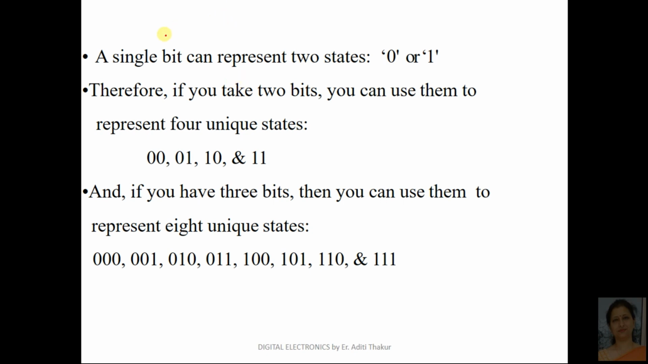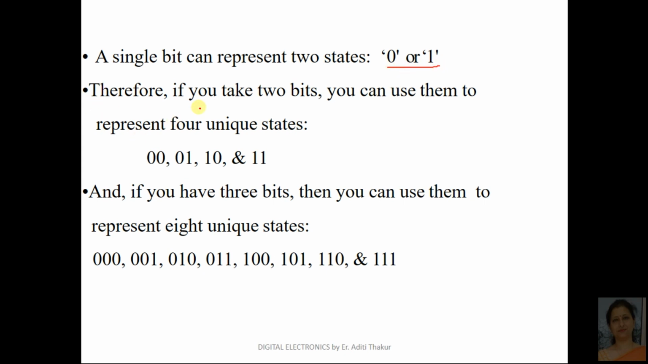Now, a very important thing: a single bit can represent 2 states. What is the possible number of combinations a single bit can represent? As we are studying the binary number system, what are the possibilities for a single bit? It may be 0 or it may be 1. So these are the possible states for one bit.